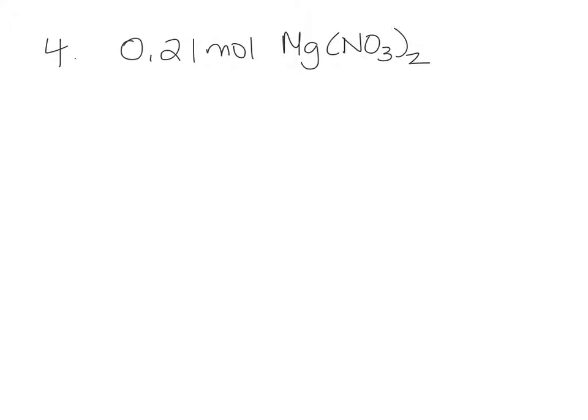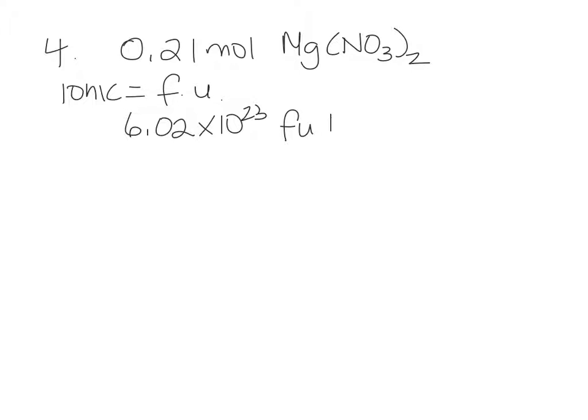Magnesium nitrate is ionic, so the particles in Avogadro's number have to be formula units. Okay. So Avogadro's number would be this.